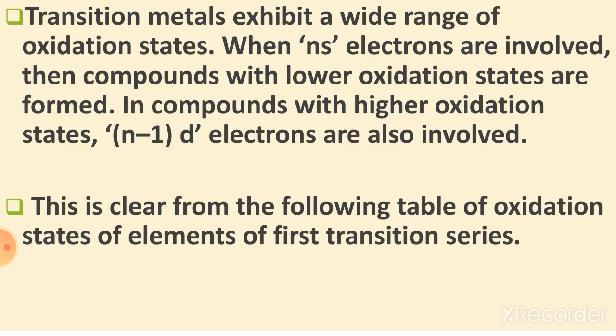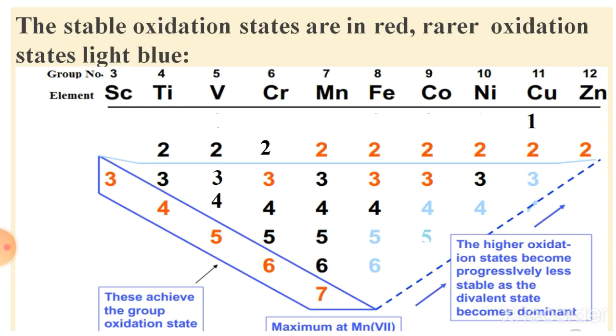Now dear students, look at some more points. This is clear from the following table of oxidation states of elements of the first transition series. Look at the table. The stable oxidation states are in red. The rarer oxidation states are shown in light blue. So look at the members of the elements of the 3d series.